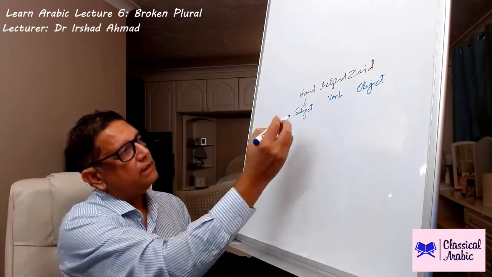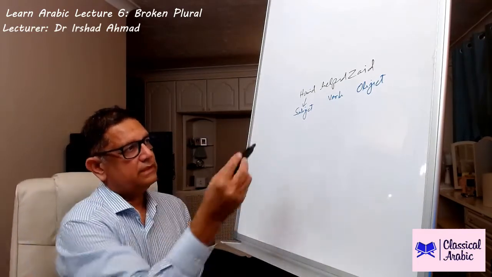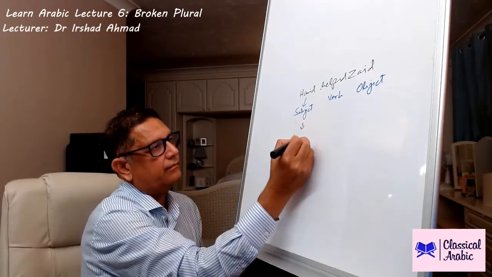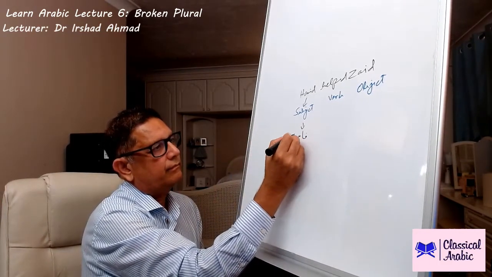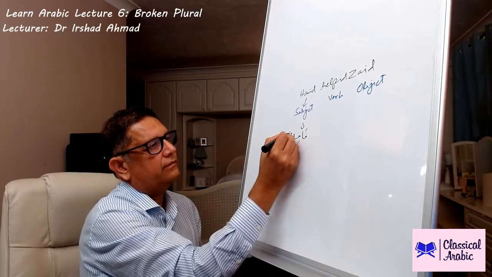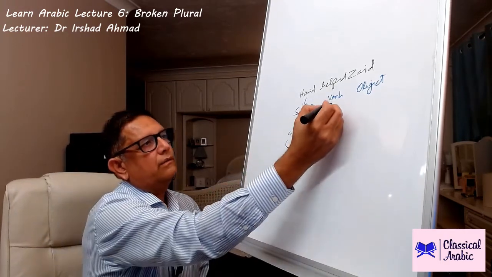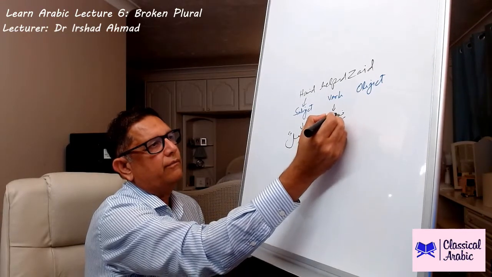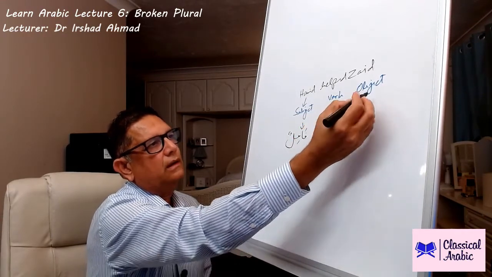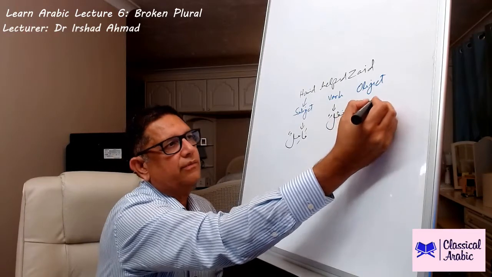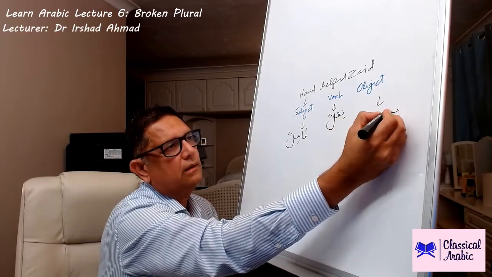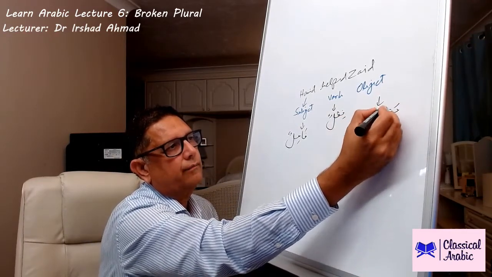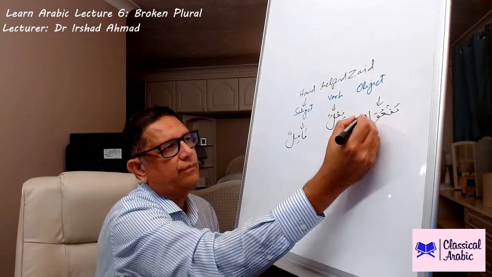In Arabic, subject is called fa'il, fa'ilun. Verb is fi'l, fi'lun, and object is called maf'ul, maf'ulun.